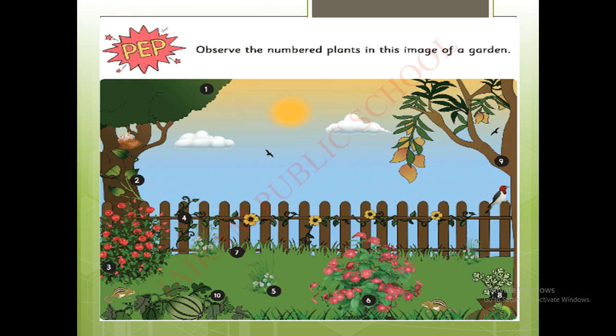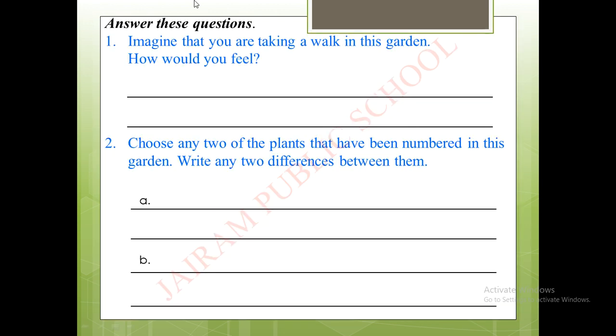Now we can answer the questions given. First question: imagine that you are taking a walk in this garden. How would you feel? As I told before, you just tell me how you will feel if you are walking in this garden. I have given an answer here, but children, you can write your own answer. You will be feeling very happy, excited, pleasant, and you will enjoy the beauty of the world.